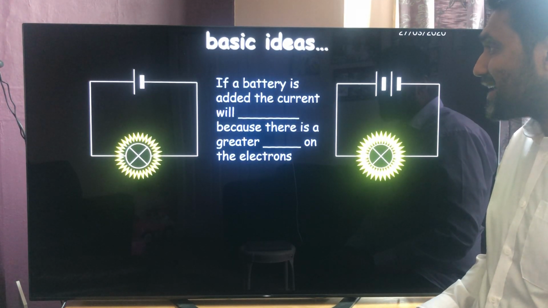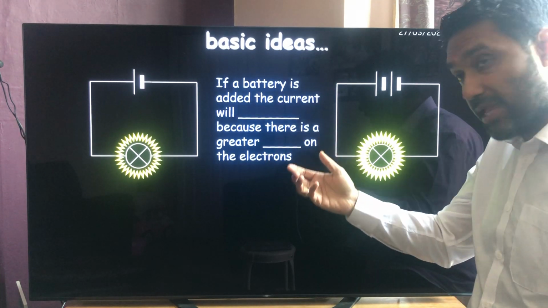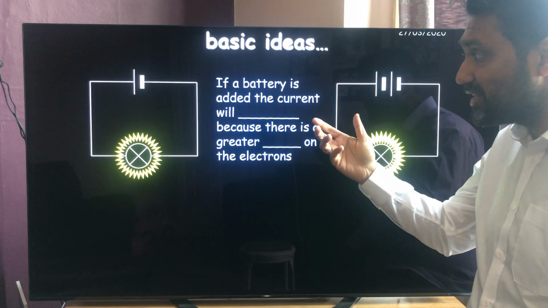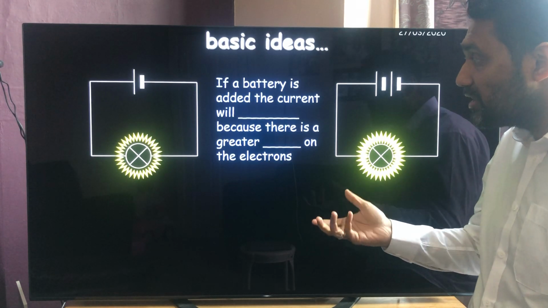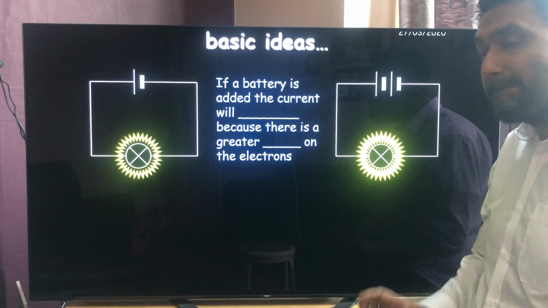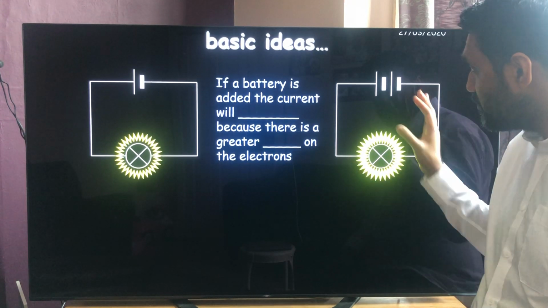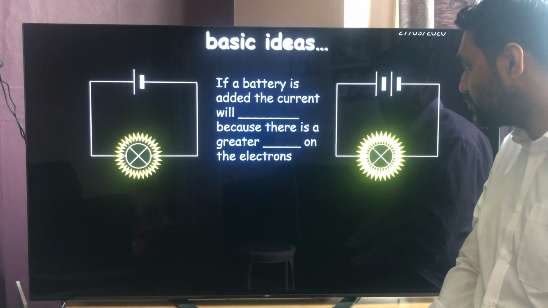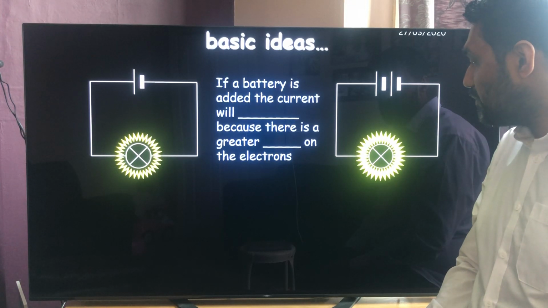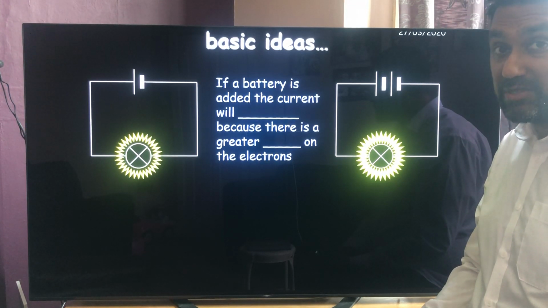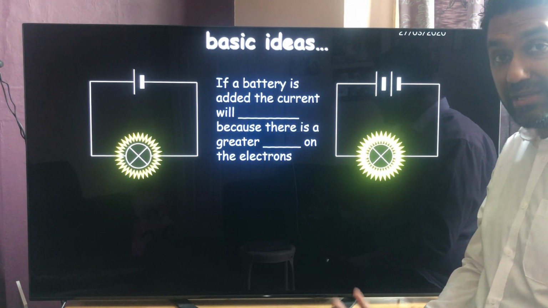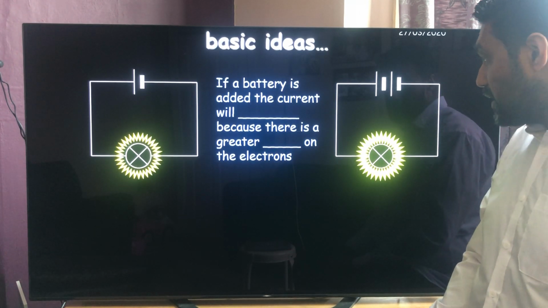So if a battery is added, the current will, what would happen? It would increase. So there'll be more current because there is a greater push on the electrons. You're pushing those electrons more, more of the energy is being transferred to the bulb because there's more batteries, there must be more energy because the energy comes from the battery.